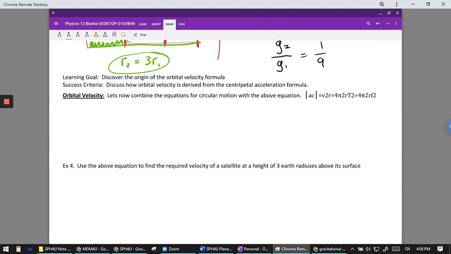Now, let's combine the equations for circular motion with the above. Learning goal: discover the origin of the orbital velocity formula. Success criteria: discuss how the orbital velocity is derived from the centripetal acceleration formula. Interesting. Okay, so now let's combine the equations for circular motion with the above equation.